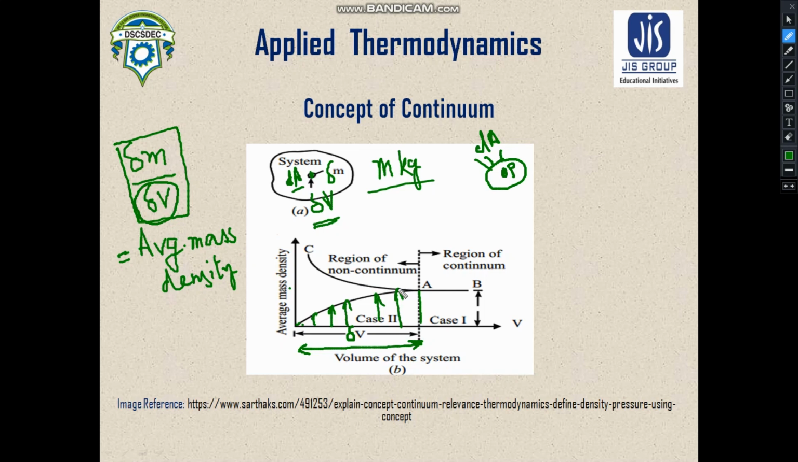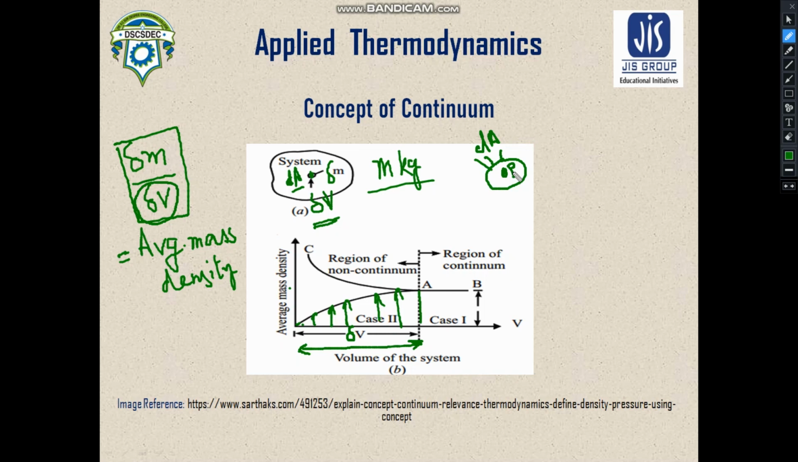They are approaching an asymptote here. Now, when delta V becomes so small that it contains relatively very few molecules, this is why I had made this point P. We are certain that the number of molecules associated with the point P is obviously less than that of the area dA. So when we are concentrating on the point P, the number of molecules is very, very less.